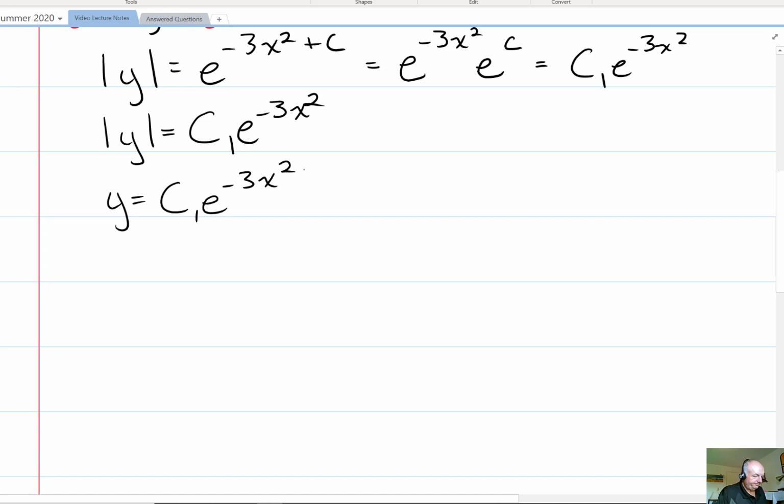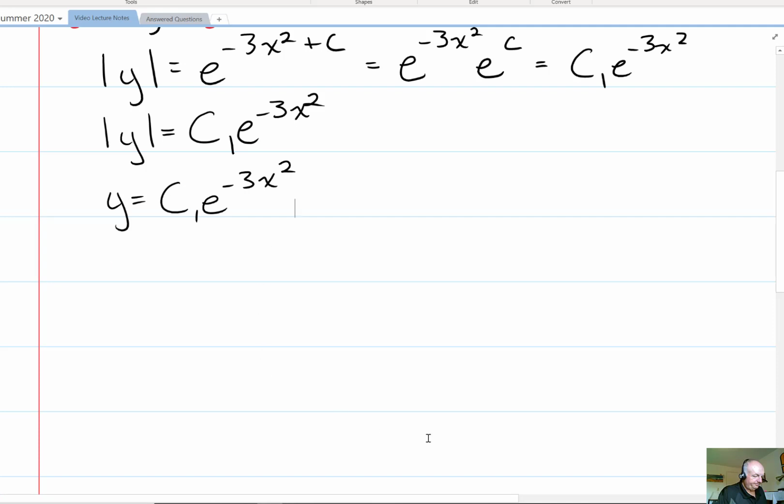Now, just be aware that with absolute value, sometimes we play fast and loose with it a little bit, and sometimes we'll just not put that in when we integrate dy over y. And by the way, that's a very common integral.